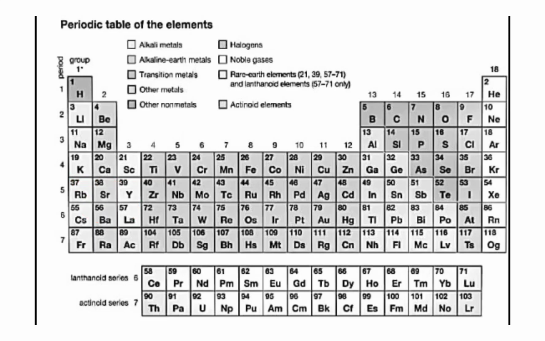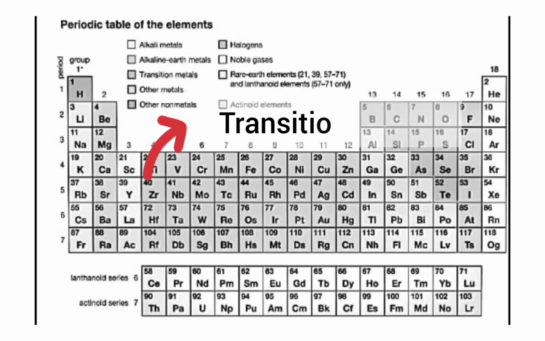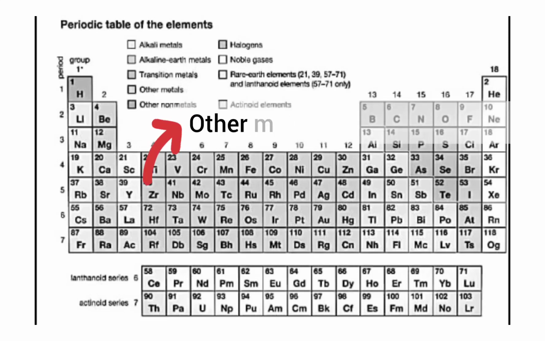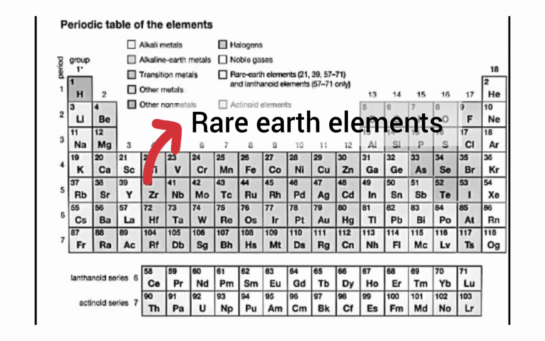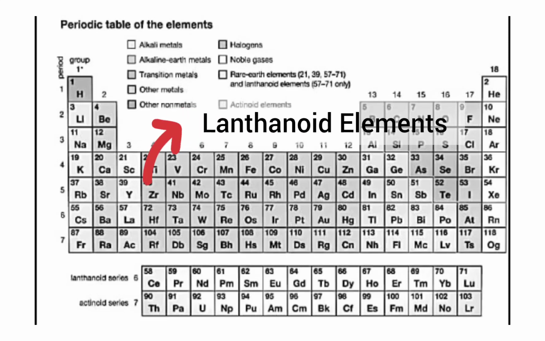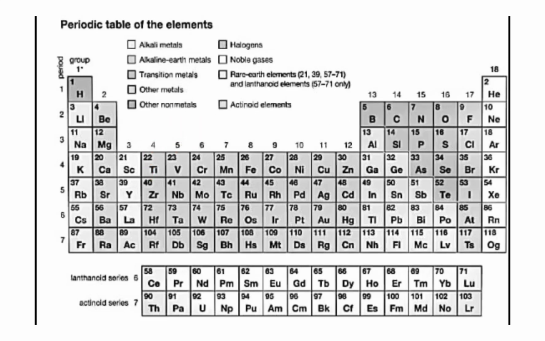Okay, now in this periodic table we can find alkali metals, alkaline earth metals, transition metals, other non-metals, halogens, noble gases, rare earth elements, lanthanide elements, actinide elements. Okay, and then you can see the separate portion of it, that is the lanthanide series and actinide series.